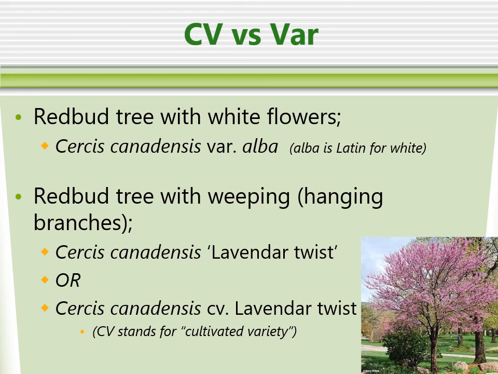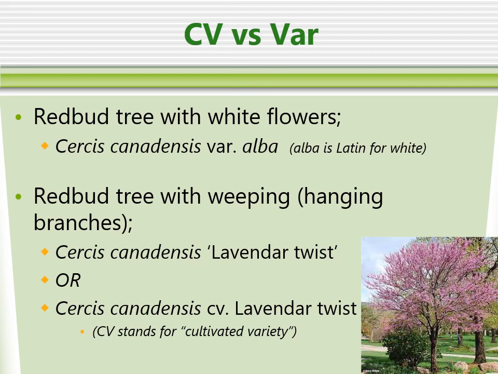So you could just go genus species, but then you have to add the variety if you're going to specify the flower color. But then there's also a cultivar version of a redbud that was selected and maintained by horticulturalists that is known as Cercis canadensis lavender twist, right? And the lavender twist is actually a hanging, weeping redbud. Red pink flowers, but the branches, instead of being upright and horizontal, they are drooping and sort of crisscross. So that's the lavender twist.